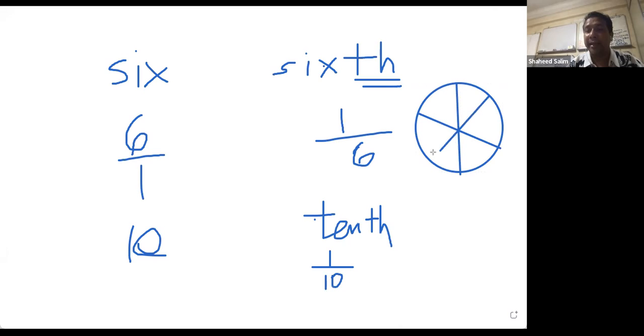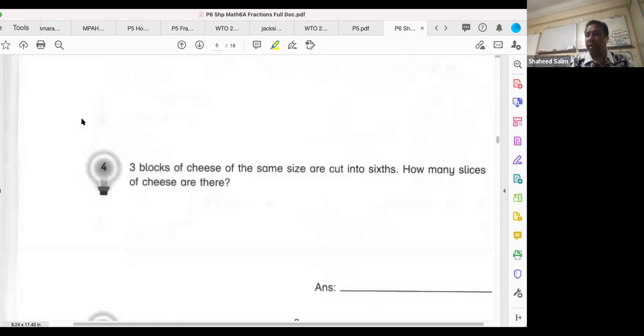Okay. We are dividing it into 6. Look at this. This is 1/6. You know that? Now they are cutting the 3 blocks into 6. How many slices are you going to get? You know the answer. Now you try. All of you tell me the answer. Why? Because now you understand what it is. What's the answer for number 4?